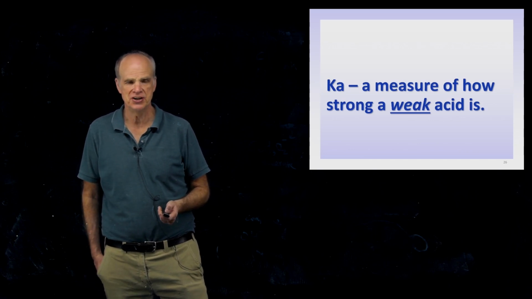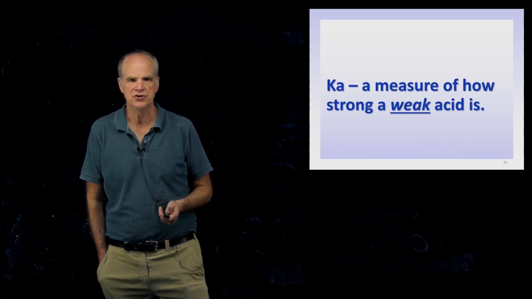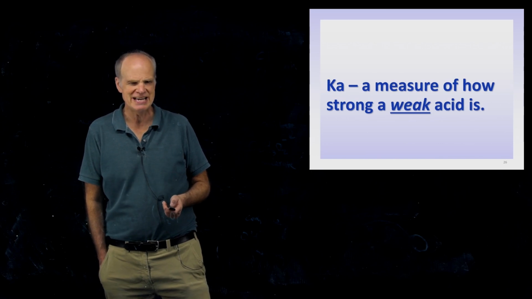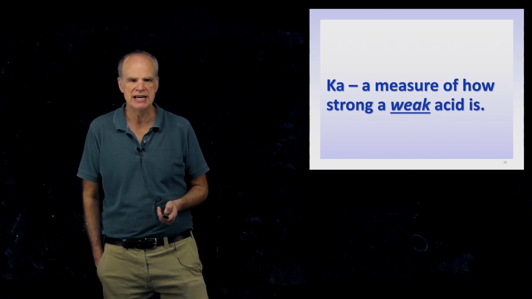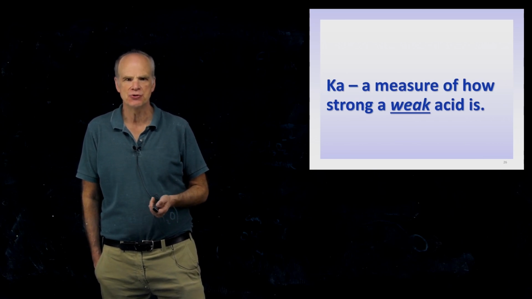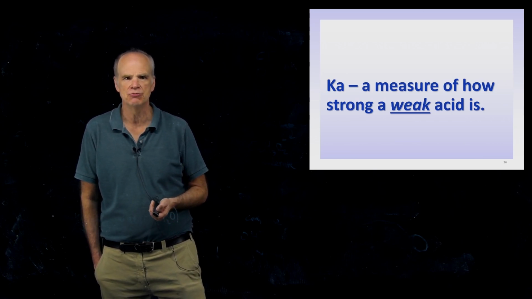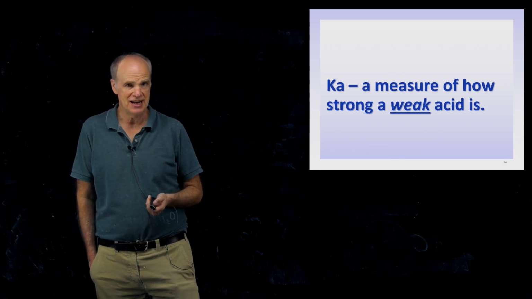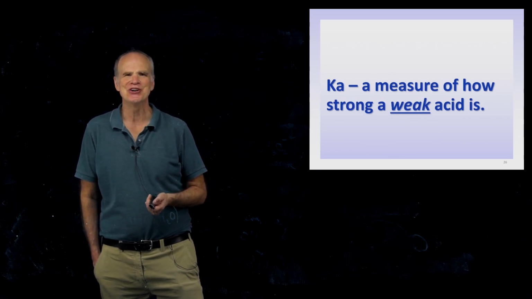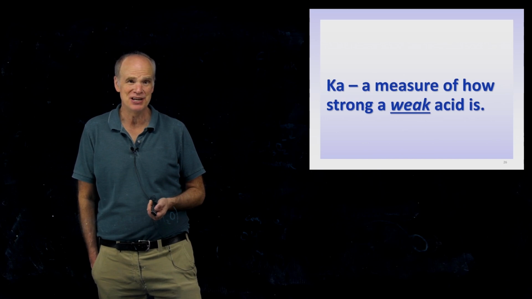And so in this presentation, what I want to do is describe something called Ka. Ka is a way of quantifying the strength of acids. In particular, we like to use this value to quantify the strength of weak acids. So this value will tell you how strong a weak acid is.